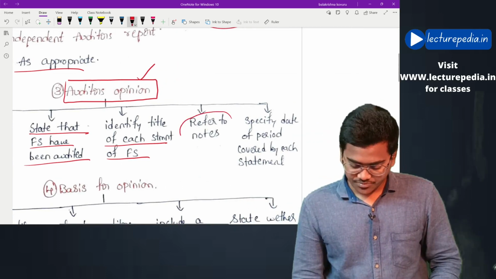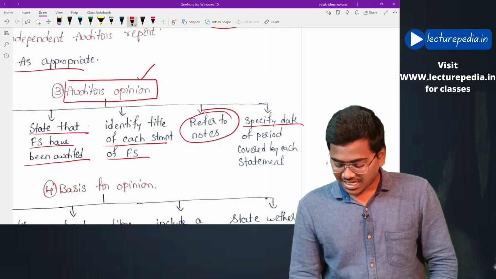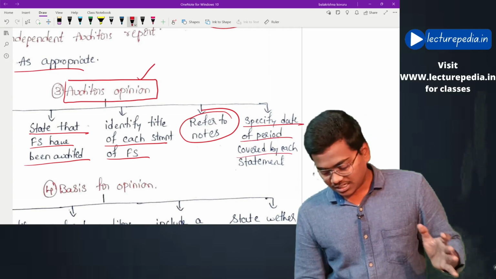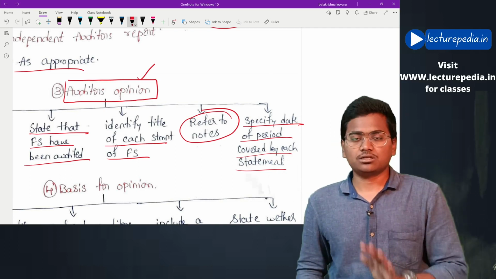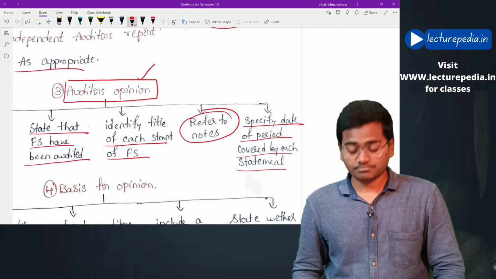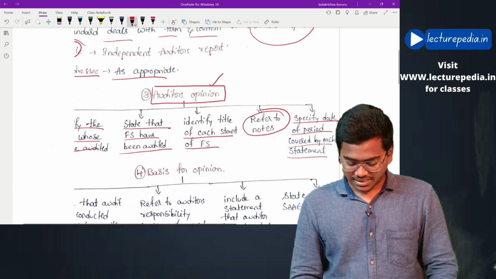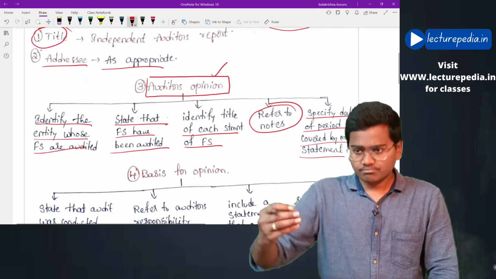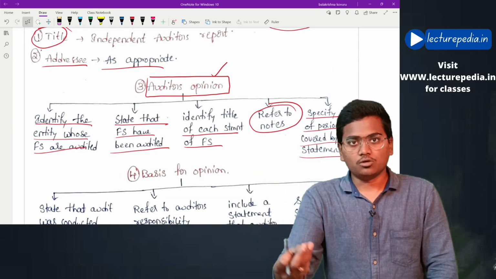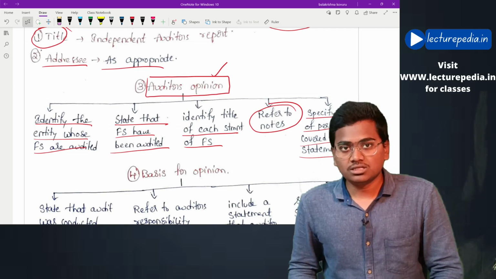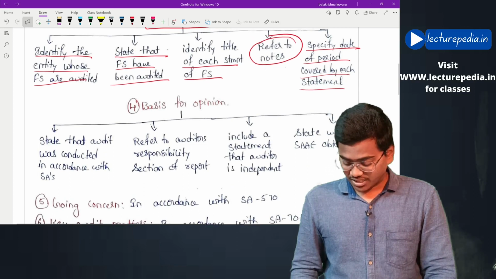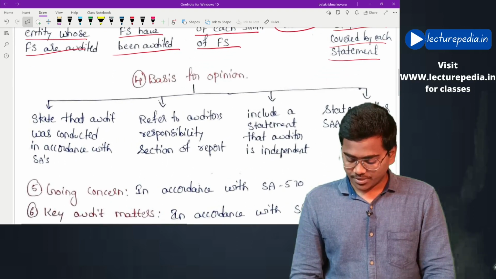Next, he must give a reference to the notes and specify the date or period covered by the statement. Okay, for which period these statements are covered. This has to be present in the auditor's opinion. And the auditor's opinion, okay, what is his opinion on the financial statements, even that has to be stated in the auditor's opinion paragraph. After that, the basis for opinion paragraph.